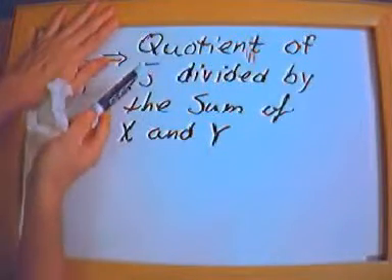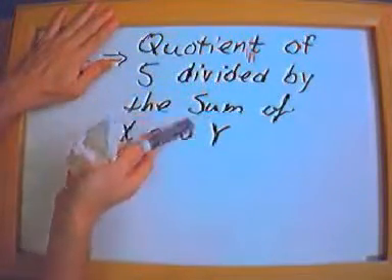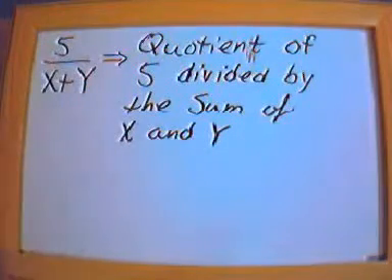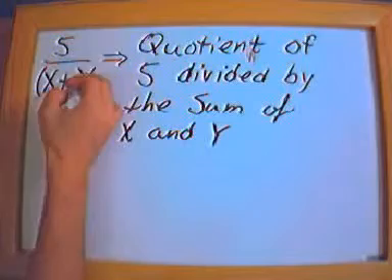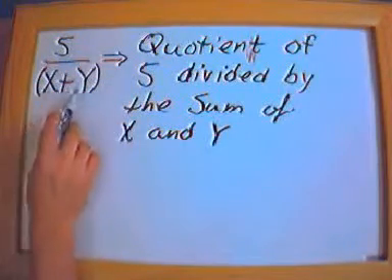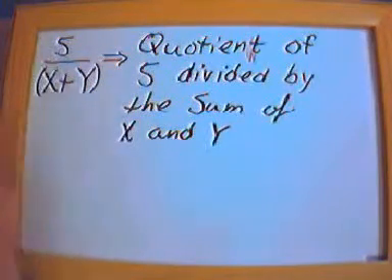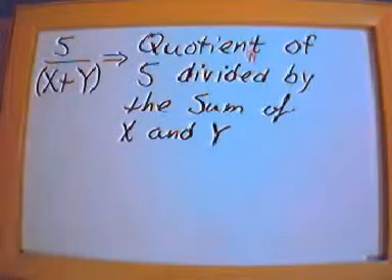Well, you're taking 5 and you're dividing it by a sum. So then you've got to put it like this. And of course we've learned from the other problems that there's kind of an implied parentheses here. So the sum of x and y is done first before you actually do this division here. And that's why it's written this way.